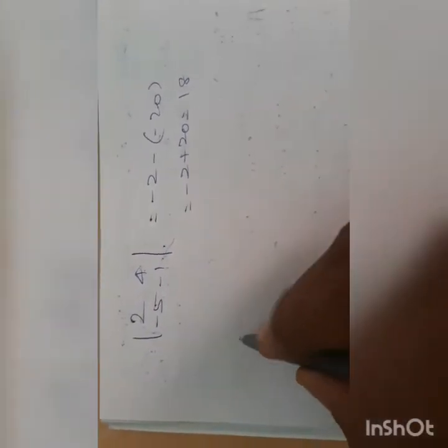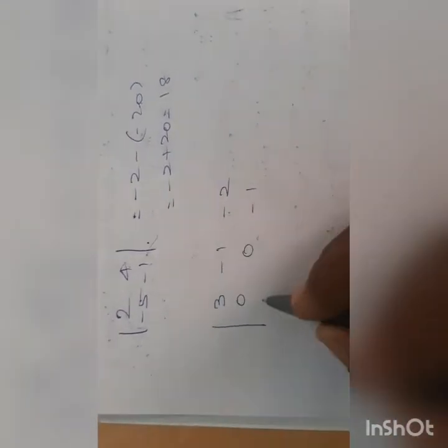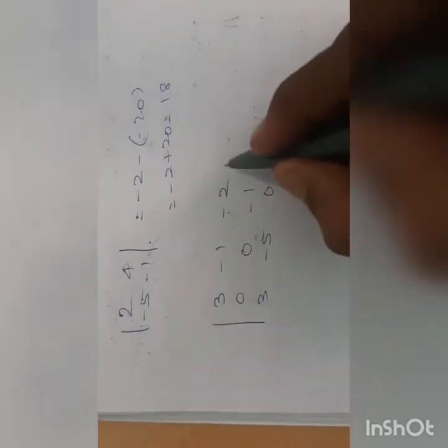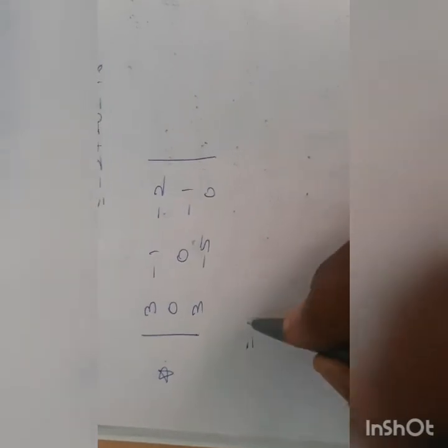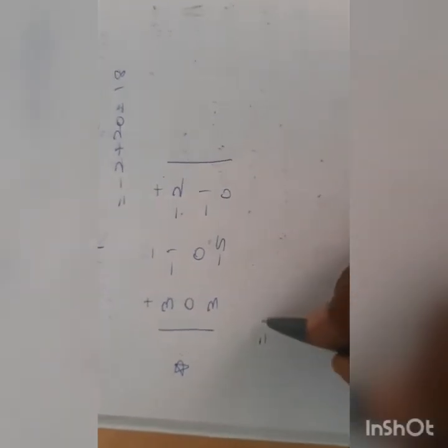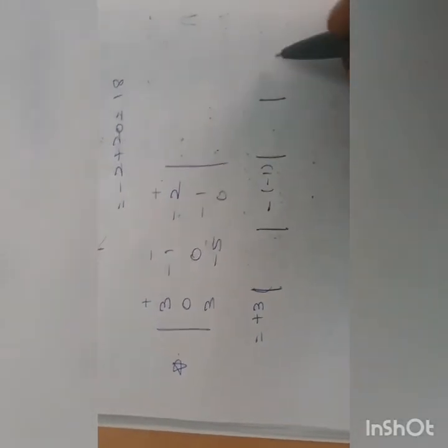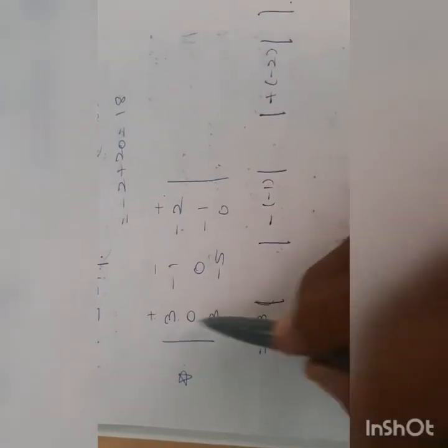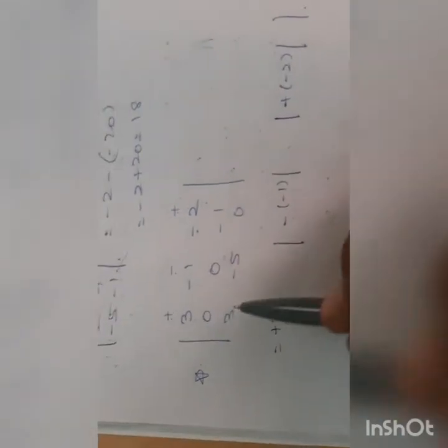Suppose I have a 3 by 3 determinant: 3 minus 1 minus 2, 0 0 minus 1, 3 minus 5 0. What we will do now is most important. First write the sign pattern, plus minus plus. So write plus 3, minus of minus 1, plus of minus 2. Now find the minor of 3.